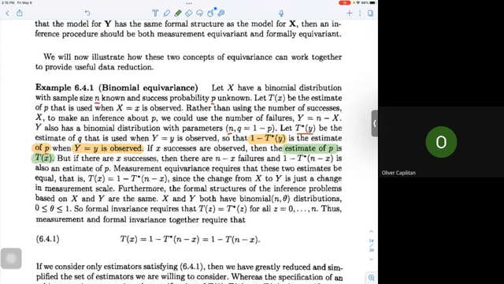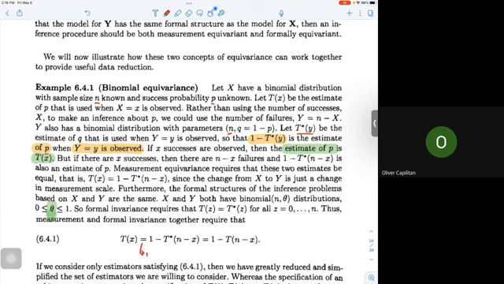So the theta here could refer either to p when we consider x, and theta is equal to q when we consider y. So formal invariance requires that t of z is equal to t star of z for all z on the support of our binomial distribution, from 0 to n. Thus, measurement and formal invariance together require that t of x is equal to 1 minus t star of n minus x.